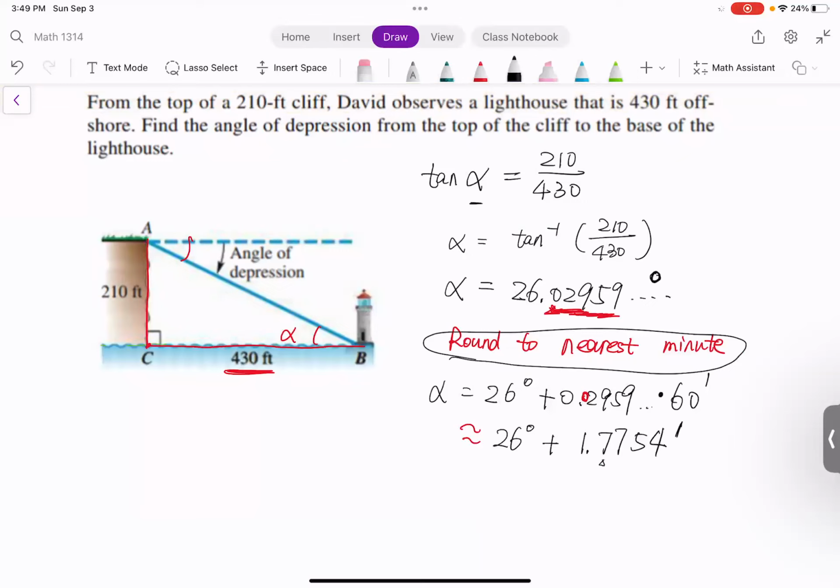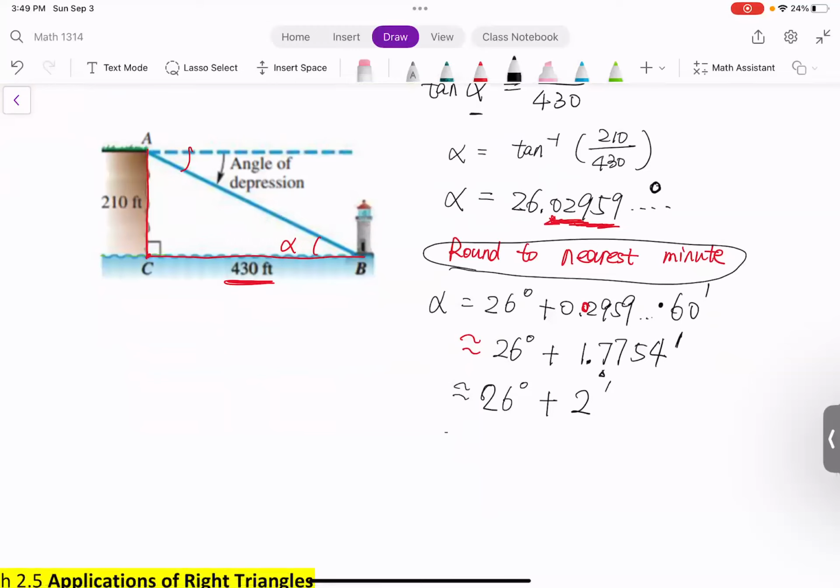So let's see the digit after the minutes. 1 minute, that's 7. It's greater than or equal to 5. That means, bring down the 26 degrees, and I could have 2 minutes here. So the alpha's degree is 26 degrees 2 minutes.